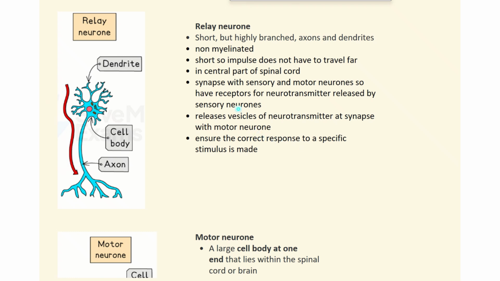Okay. The job of the relay neuron is to make sure that we get the correct specific response to a specific stimulus. The main feature here is the fact that it's not myelinated and it's a lot more branched than the others. There are a lot more branches than the others, because don't forget that the relay neuron is going to be connecting information from lots of different places.